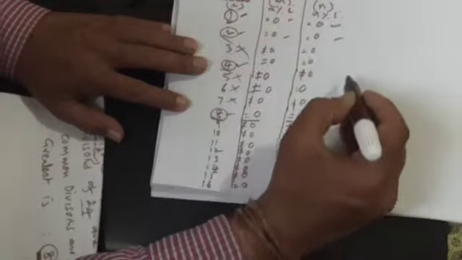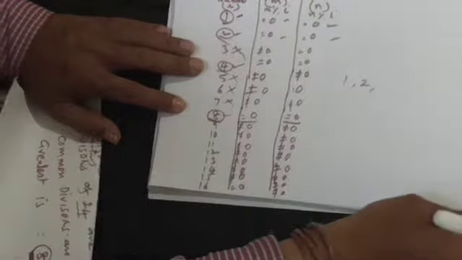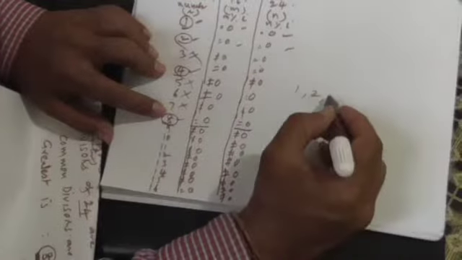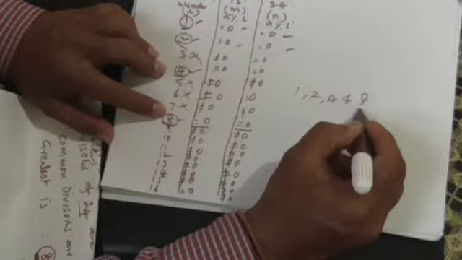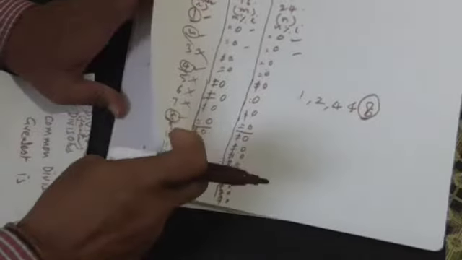So out of these 1, 2, 4 and 8, 8 is the greatest common divisor. So let us see how we develop a program for this.